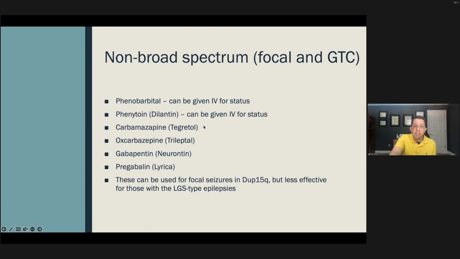And I know that Ed Cook is a really big fan of the Jaguar for some of the psychiatric issues that are associated with Dup15, specifically a bipolar type syndrome that teens can get. So even if they're not being used for seizures, at least a few of these medicines can have other really important uses in the syndrome.